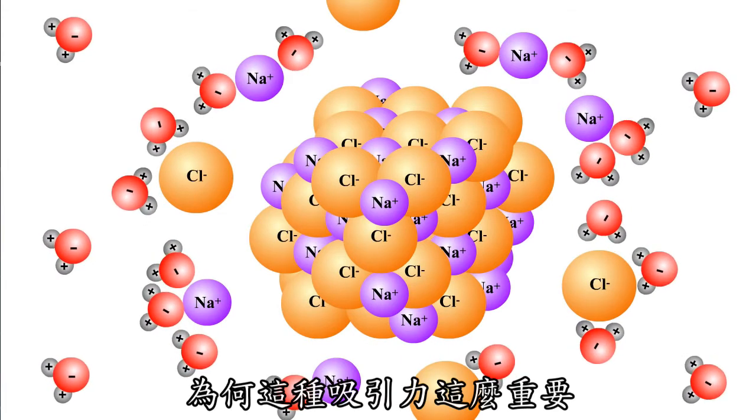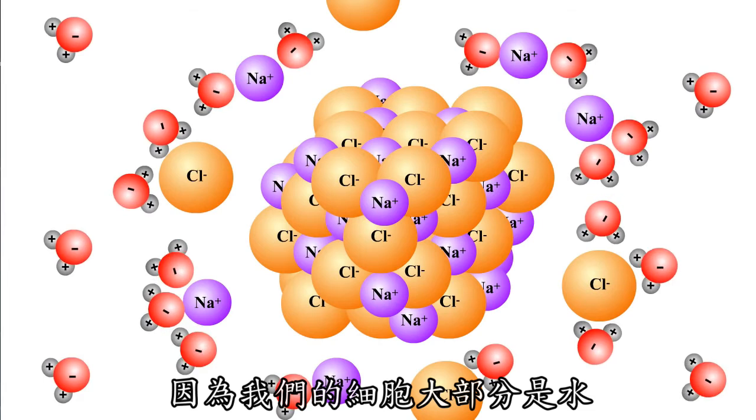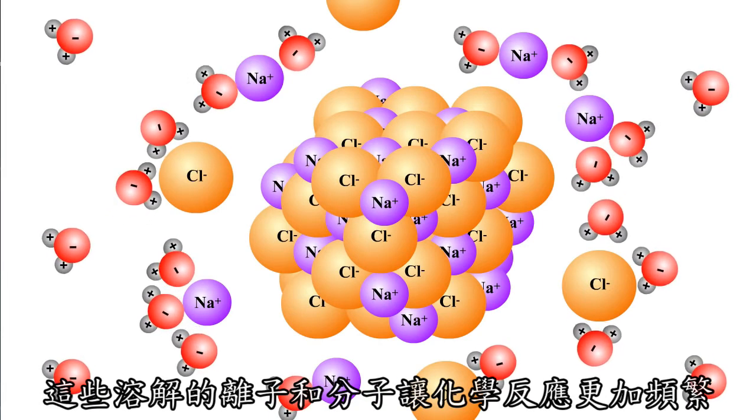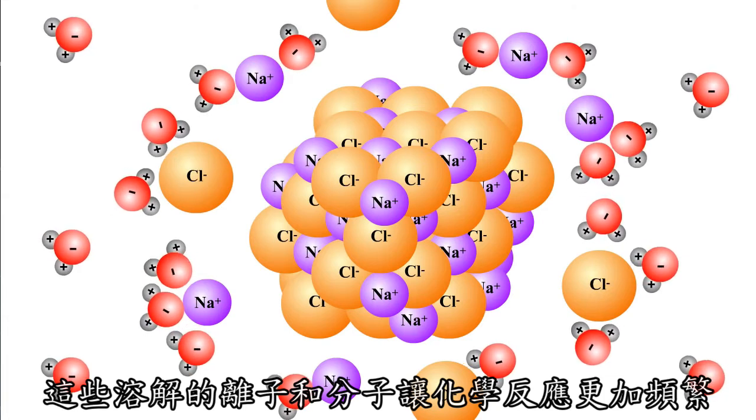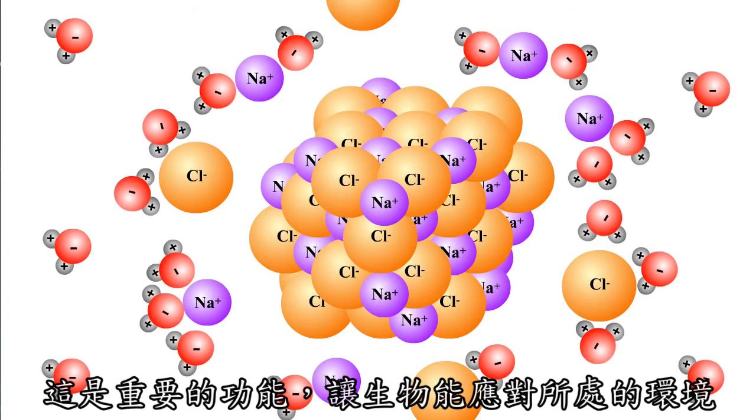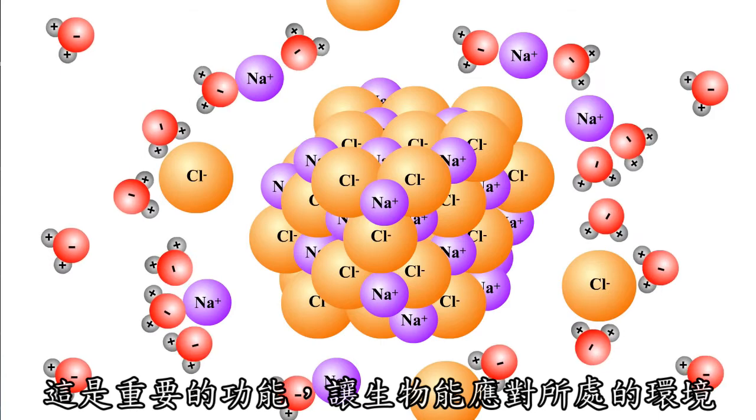Why is this important? Since our cells are mostly water, these solutions of ions and molecules allow chemical reactions to occur much more frequently, which is an important feature to allow organisms to respond to their environment.